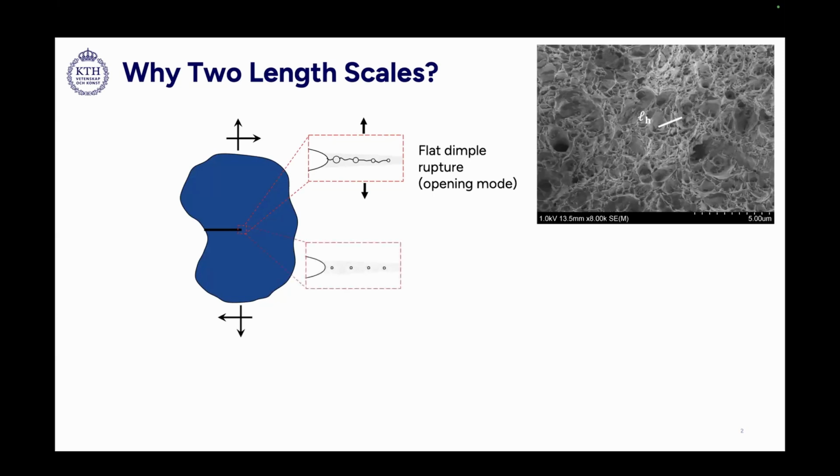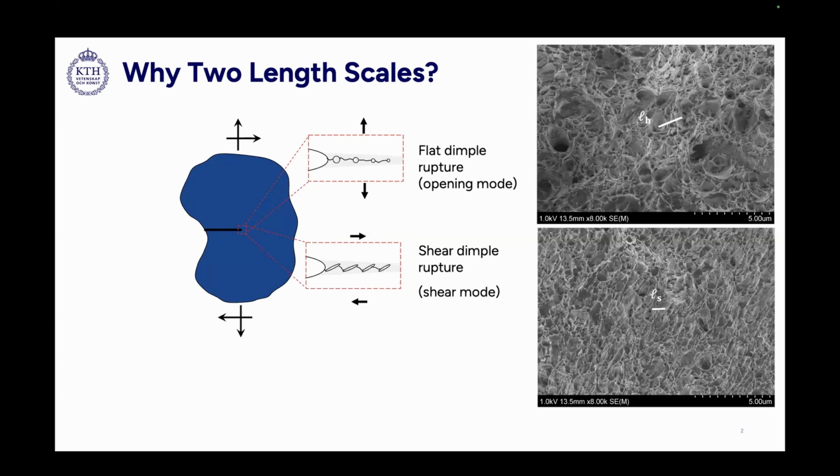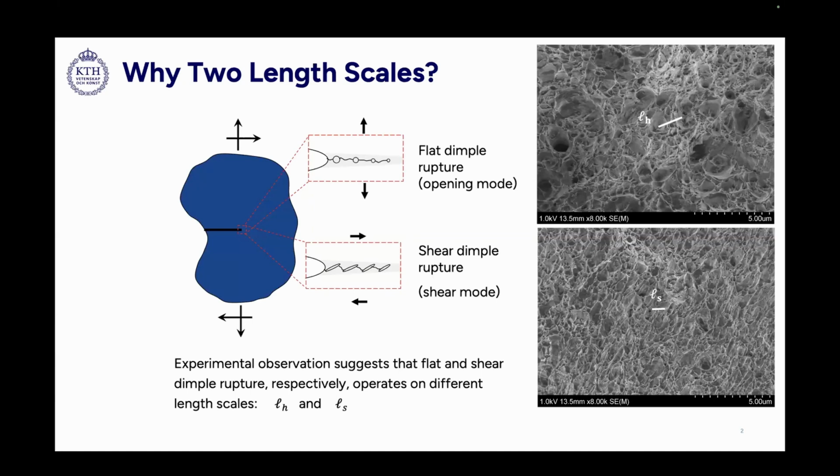And instead of loading it in tension, we can also load it in shear. What happens is the void will get elongated and rotate, and finally link up together, leading to shear dimple rupture in shear mode. As you can see in the picture here, these two lengths are different. They are different sizes. We call the first one the hydrostatic length and the second one the shear length. And as you can see in the picture, the shear length should be smaller than the hydrostatic length.